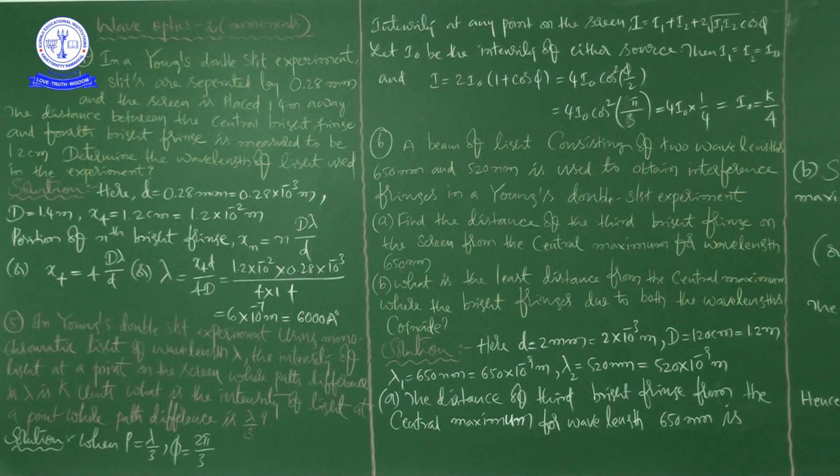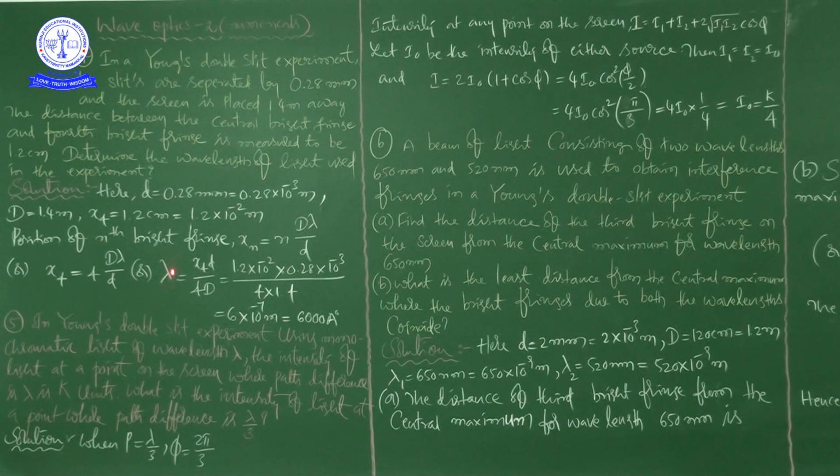According to the problem, he is talking about the central bright fringe and the fourth bright fringe. So for the fourth bright fringe, in place of n we are writing 4: x4 is equal to 4 into capital D lambda by small d. Or if you write lambda as the subject, because he is asking to find the wavelength of light used in this experiment.